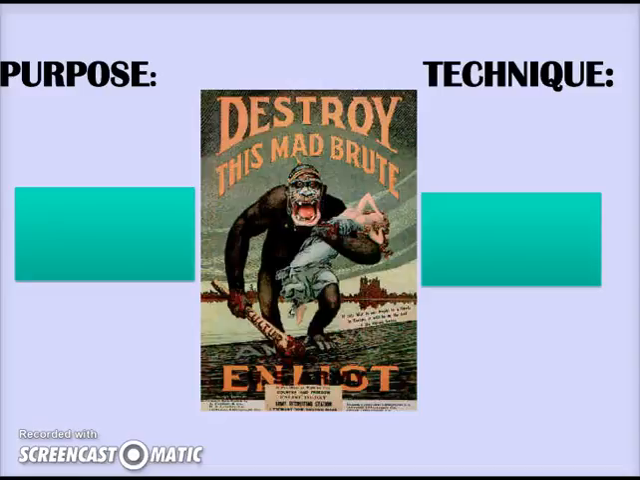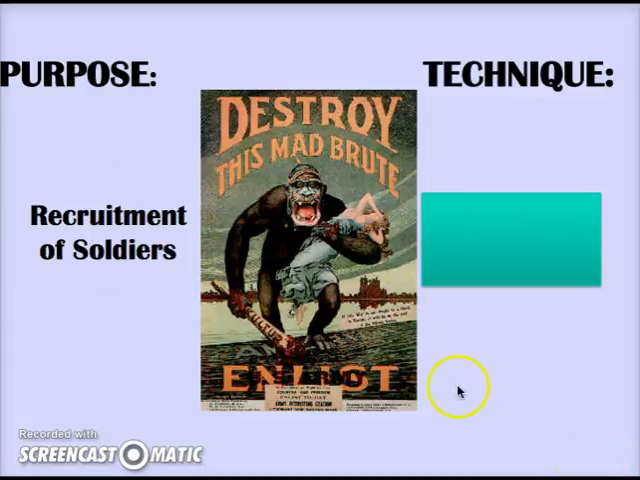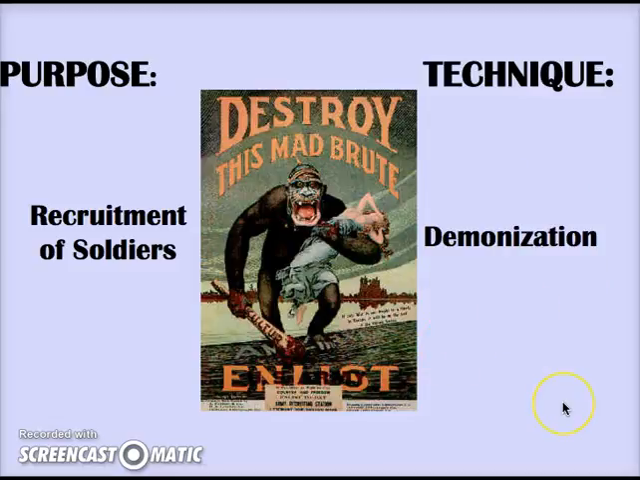So hopefully by now you've had a chance to go over each one of these, and we'll take a look at them one at a time. First, we have destroy this mad brute, enlist. Purpose, definitely recruitment of soldiers, looking at the idea of enlisting. The technique, demonization. We're trying to make the enemy look like King Kong here. Let's go on to the next one.